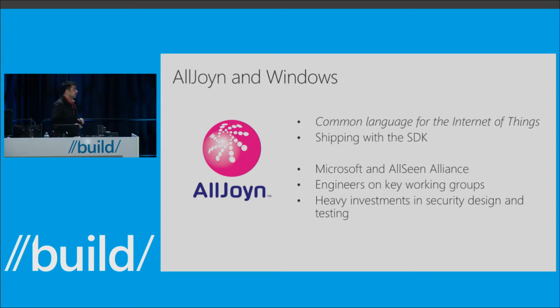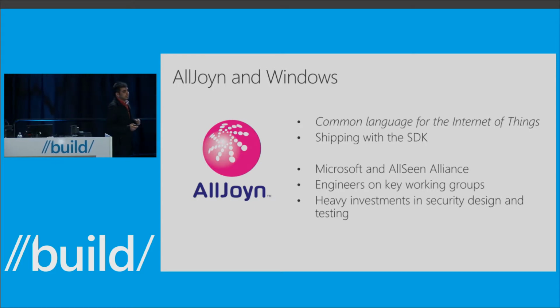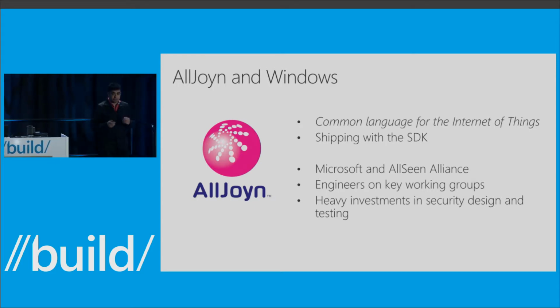So let's shift gears and talk about the Internet of Things. This is a partnership I'm really excited about. AllJoin, as we mentioned before, is a software framework to talk to connected devices. Microsoft is shipping this as part of the SDK. Microsoft is also part of the AllSeen Alliance, a consortium of many appliance manufacturers and software companies working on AllJoin, like LG, Electrolux, and Sharp. Those companies are making appliances. They already have some in the market, and they're making more that will be AllJoin enabled.